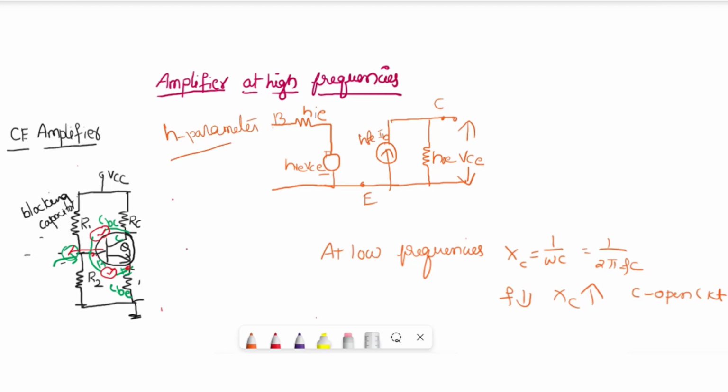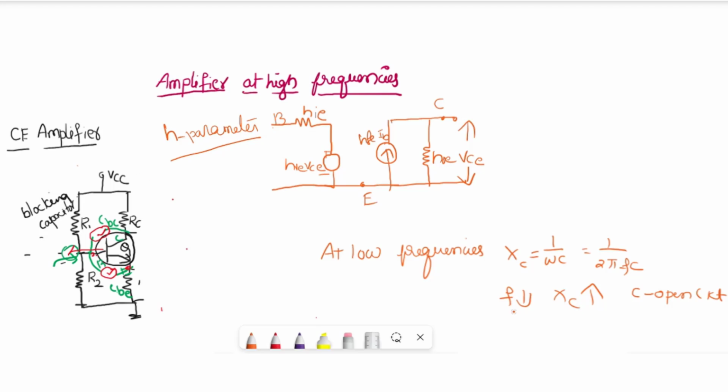That is the reason the amplifier at low frequencies can be effectively analyzed using the H parameter model. The circuit consists of all resistors. If you see the H parameter model, apart from the voltage source and current source, the other two are resistors only. That is the reason the amplifier at low frequencies can be analyzed effectively using the H parameter model.